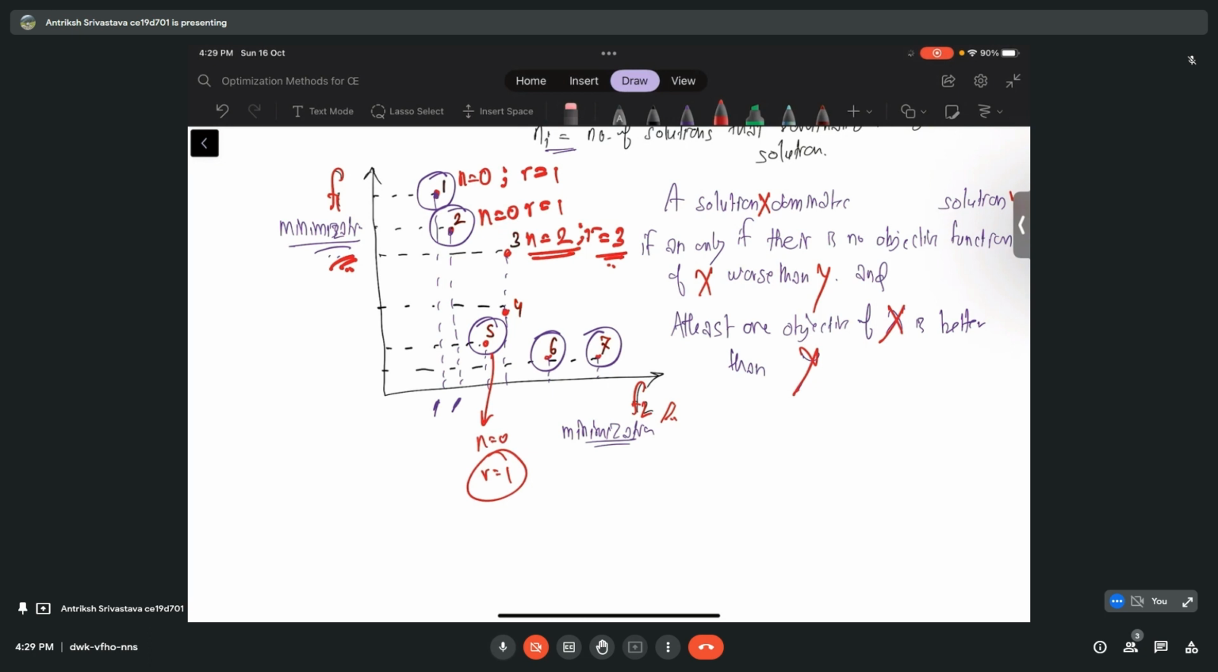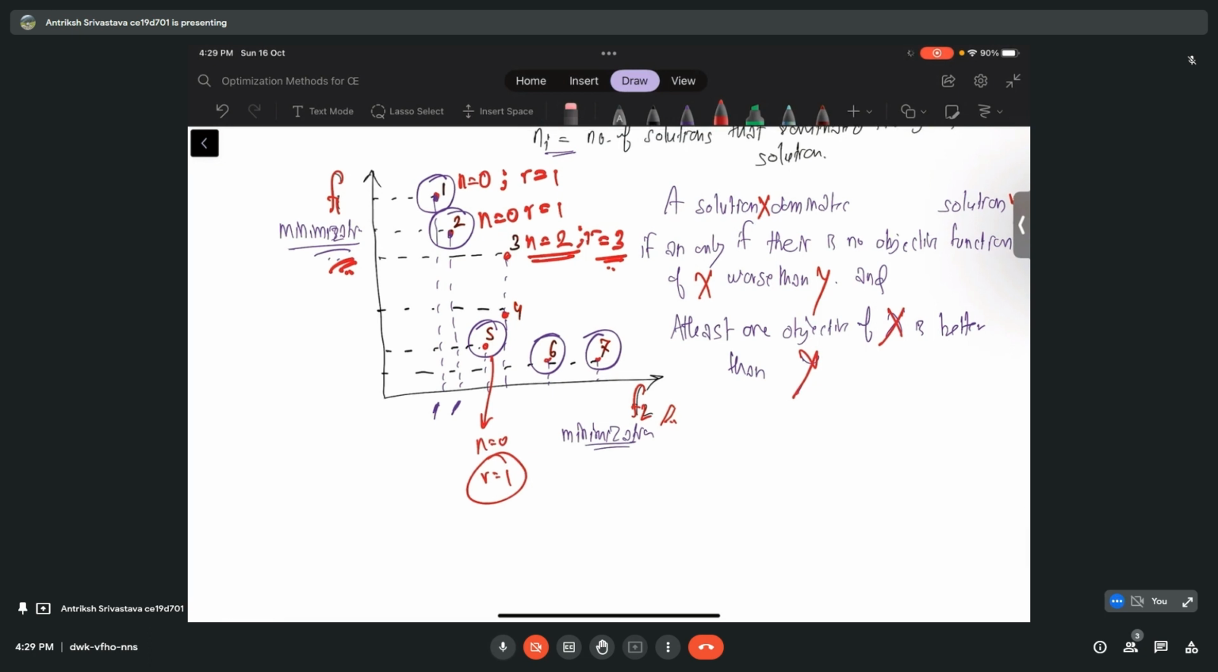And what about solution 6? Solution 6 is also not dominated by anyone. n equal to 0, r is equal to 1, but solution 7 is dominated by solution 6, and so that one will have rank of 2. So like this you can actually go ahead and check. This is a very crucial concept when you are going to code manually this multi-objective genetic algorithm, NSGA-II.